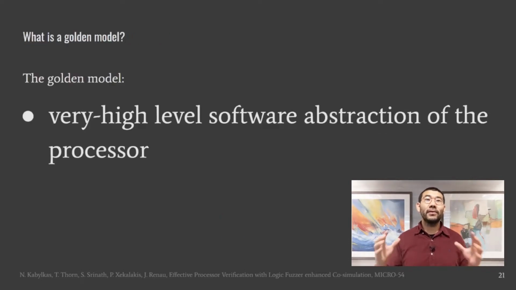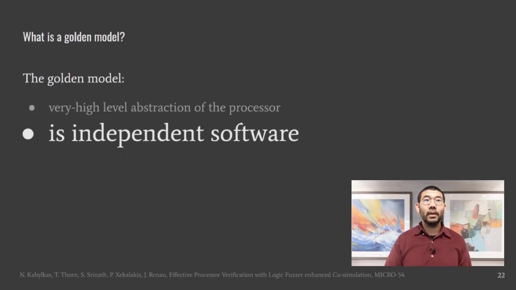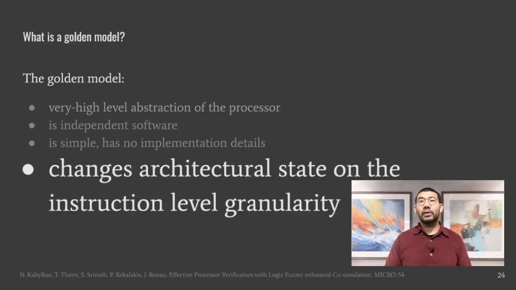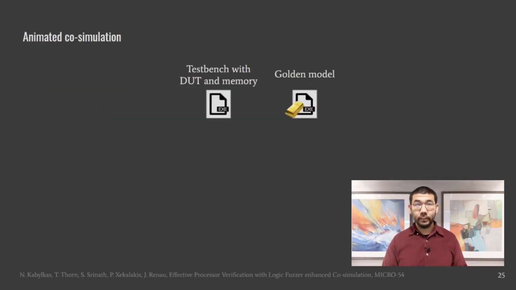It is nothing but a very high-level software abstraction of the processor. It's basically an emulator, an independent software. It's usually developed by a different team, completely separate from the RTL designers. It's very simple, has no implementation details and no timing details. So things like cache misses, TLB misses, and branch mispredictions are all ignored by the golden model. The changes to the architectural state happen on instruction-level granularity.